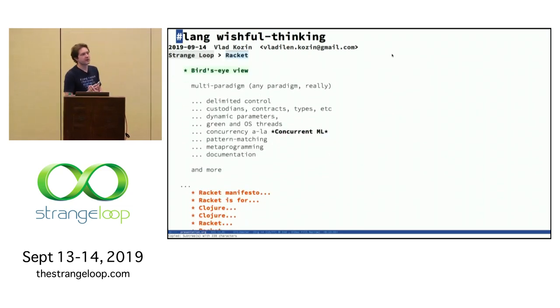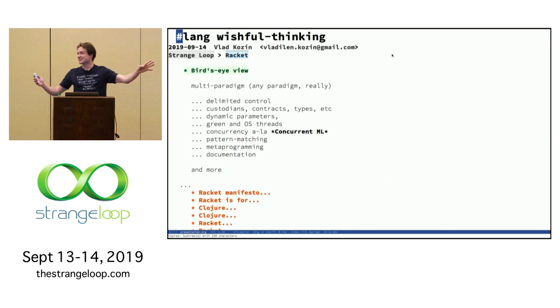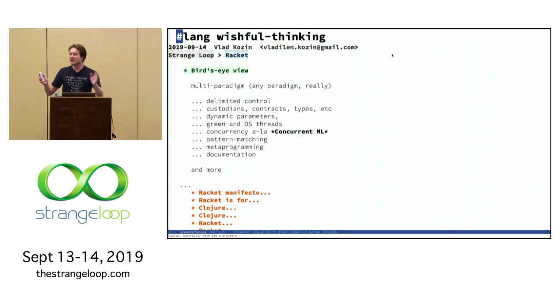OK, so how many of you actually know Racket? A few, OK. How many of you have heard about Racket? Oh, good, nice. All right, you haven't. OK, great. Well, let me give my very idiosyncratic take on Racket. And I'm sure a lot of Racketeers will disagree, but this is mine. I'm taking the stage, I can do it.